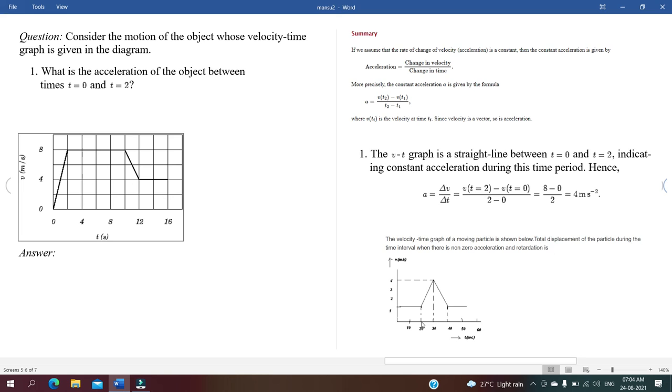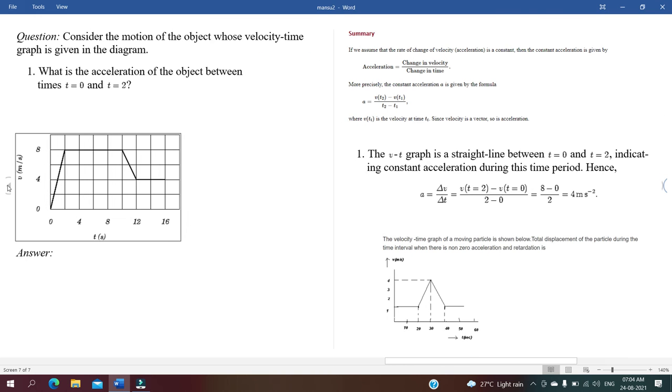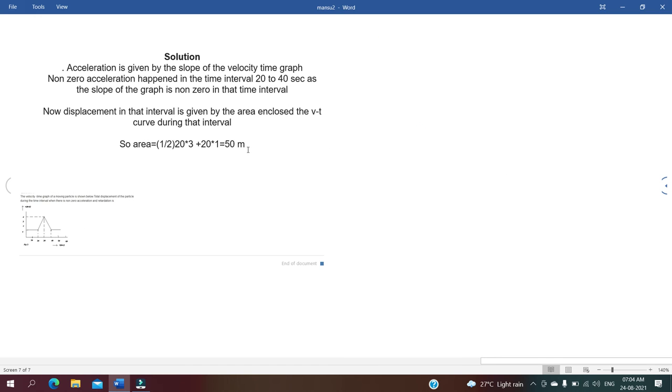So area of rectangle will be equal to length into breadth. So length will be equal to 40 minus 20, which is 20, into breadth, which is 1. So area will be 20 into 1. When we add them, the area comes out to 50 meters.